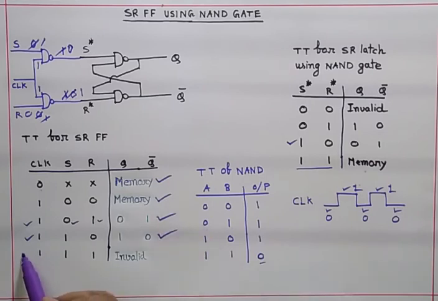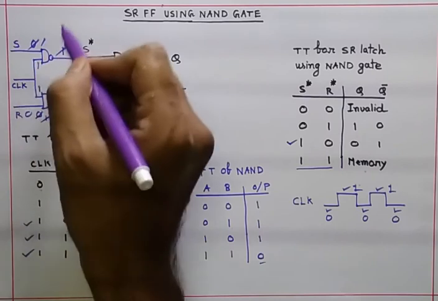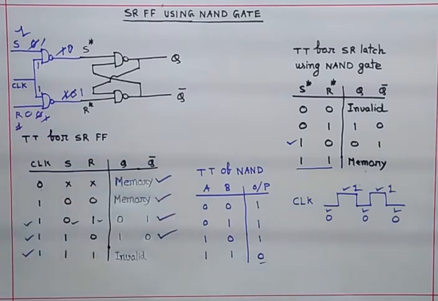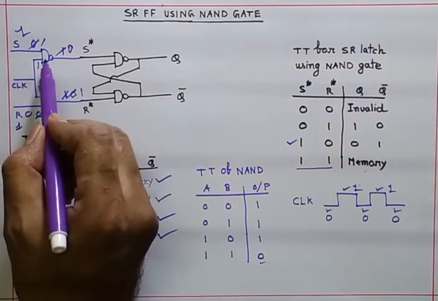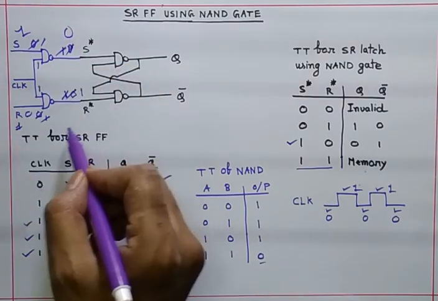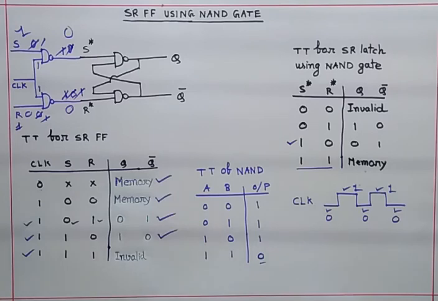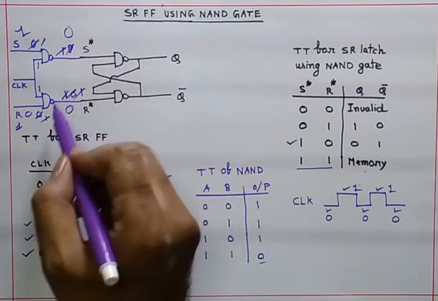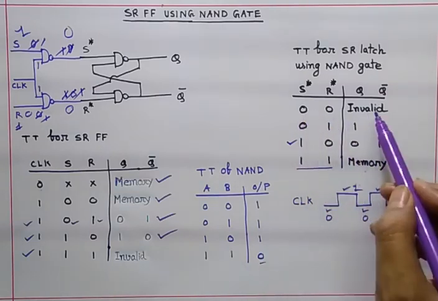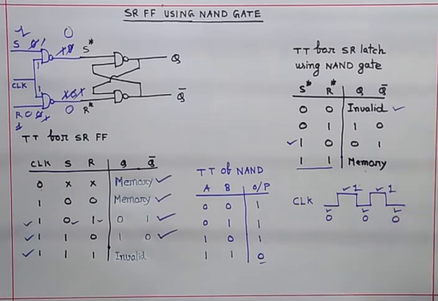Now what will happen when the clock is 1 and both the S and R inputs are 1? Then you know that when both inputs of the NAND gate are 1, then output is 0. That means this output is 0 and also this output is 0. That means both inputs to this SR latch are 0. And you know that when both inputs to the SR latch are 0, the latch behaves as invalid. That means also here the output will be invalid.